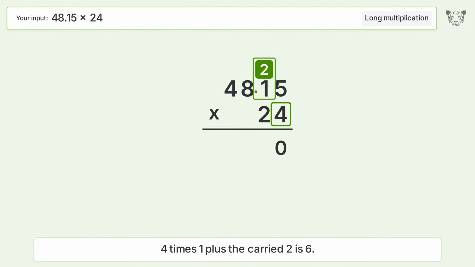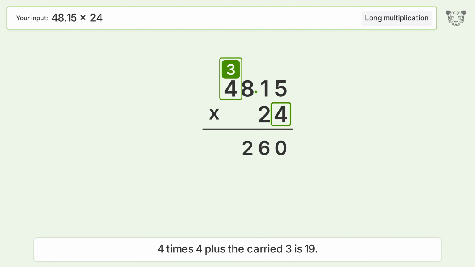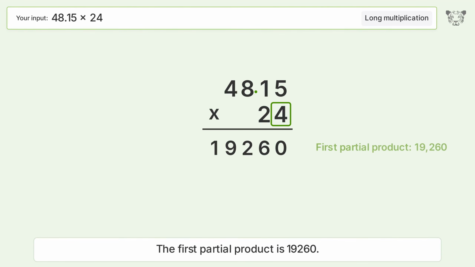4 times 1 plus the carried 2 is 6. 4 times 8 is 32. Put 2 in this column and carry 3. 4 times 4 plus the carried 3 is 19. The first partial product is 19,260.